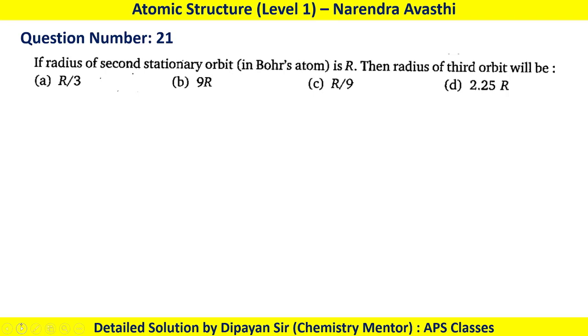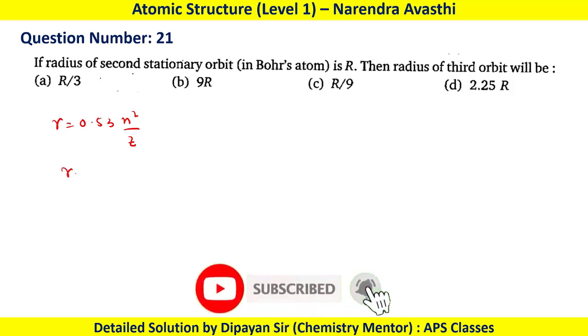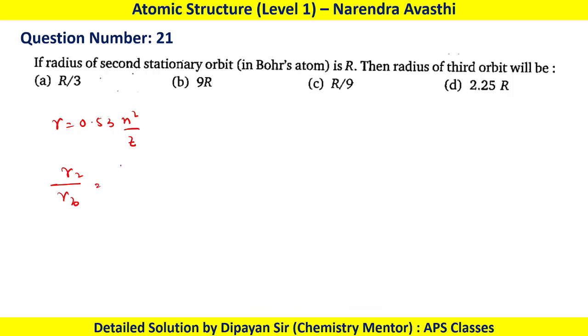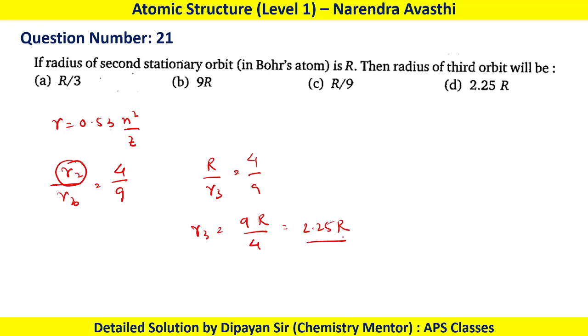In question number 21, if the radius of the second stationary orbit in Bohr's atom is r, then we have to calculate the radius of the third orbit. So we can say that r equals 0.53 n square by z. Here z is constant, so r of the second orbit divided by r of the third orbit will be 4 by 9. This r2 is given by r, so you can write r by r3 equals 4 by 9, or r3 equals 9r divided by 4, which is 2.25 r. So for question number 21, option D will be the correct option.